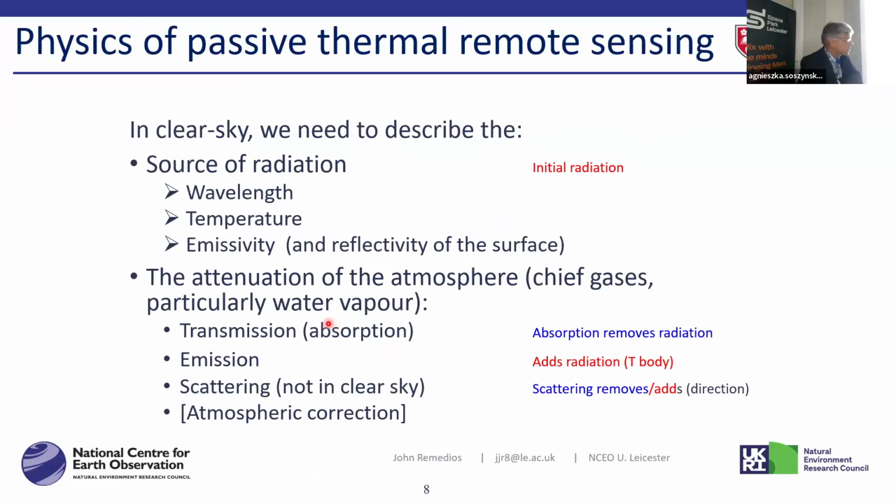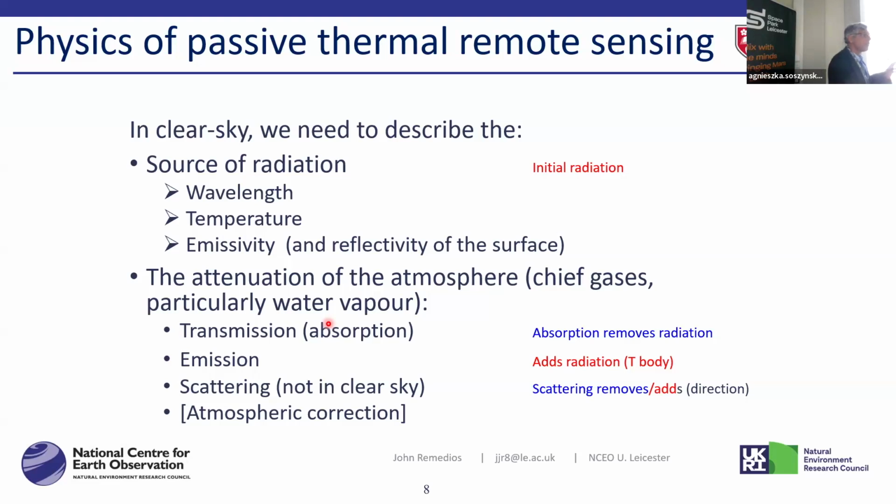Right, so let's get now a little bit more into the details of passive thermal sensing. Hopefully you've got some of the basics already. By showing you a spectral picture and talking about channels, you've got the impression that we need to care about wavelength, both at the surface and in the atmosphere. We need to care about temperature and emissivity, but then we also have to worry about the attenuation of the atmosphere.